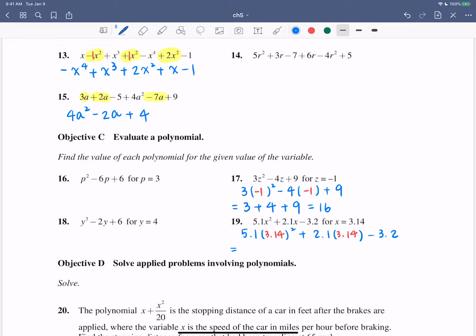This expression has a lot of decimals, so it might be easier if you use a calculator to calculate. If you use a calculator to calculate, I believe you will get 50.28396 plus 6.594 minus 3.2, which gives you 53.67796.